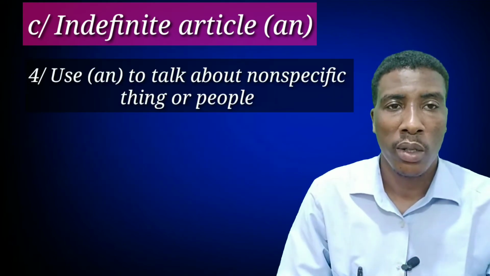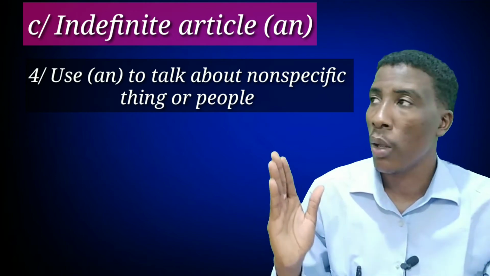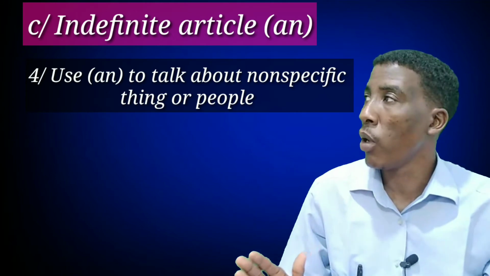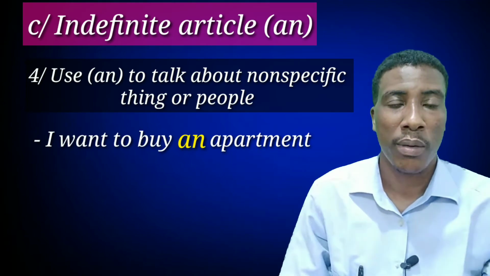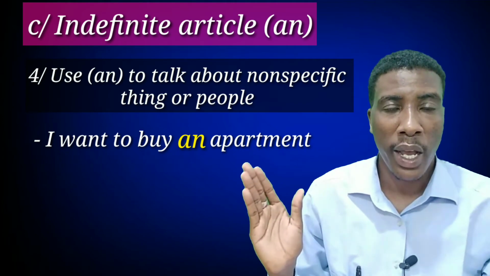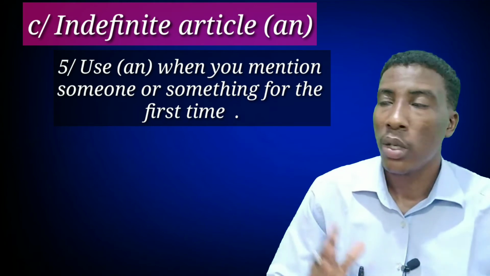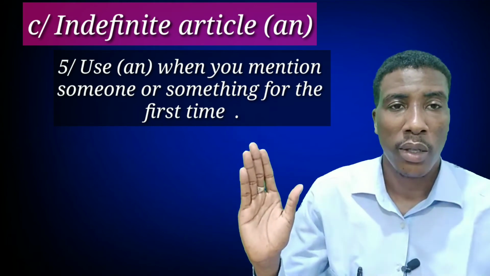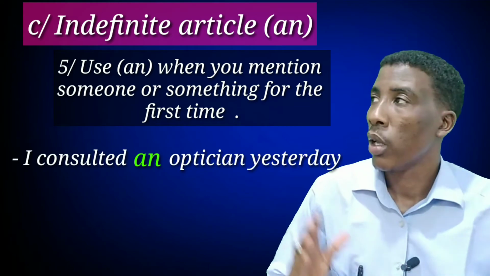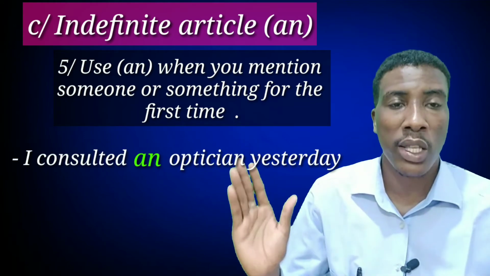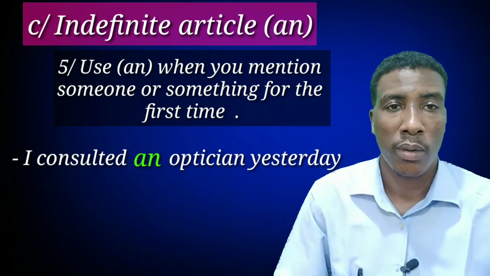Rule number 4, use an to talk about non-specific things or people. For example, I want to buy an apartment. Rule number 5, use an when you mention someone or something for the first time. For example, I consulted an optician yesterday.